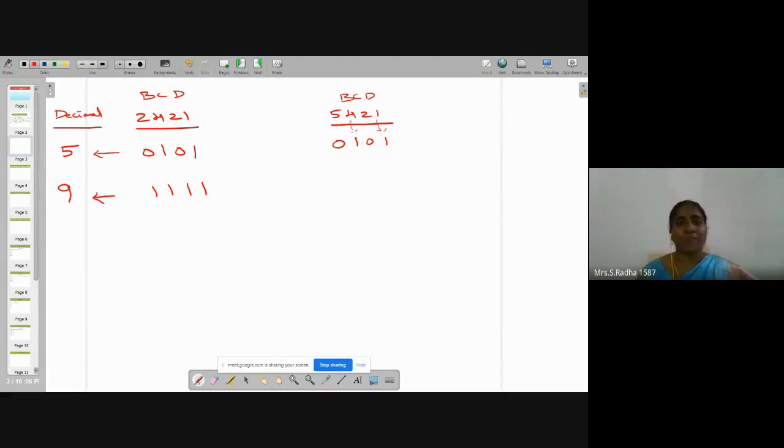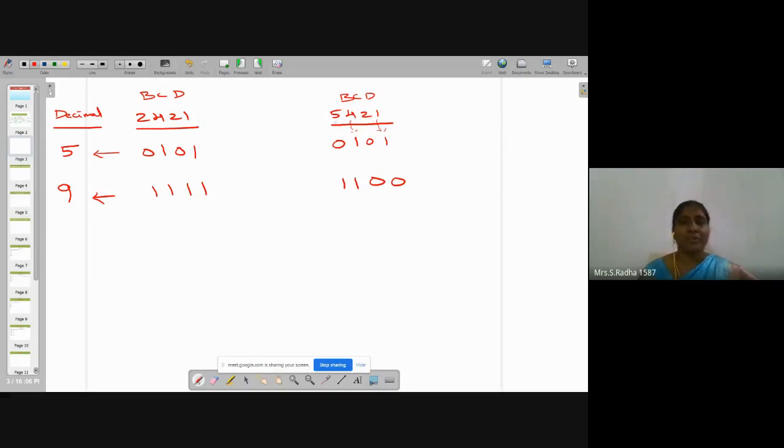You have to come from LSB. You have to fill a value 9. Okay. So I can only take 1100. This is the best combination. No other combination is equivalent to 9. Okay. Same 9 decimal number is represented in BCD 5421.